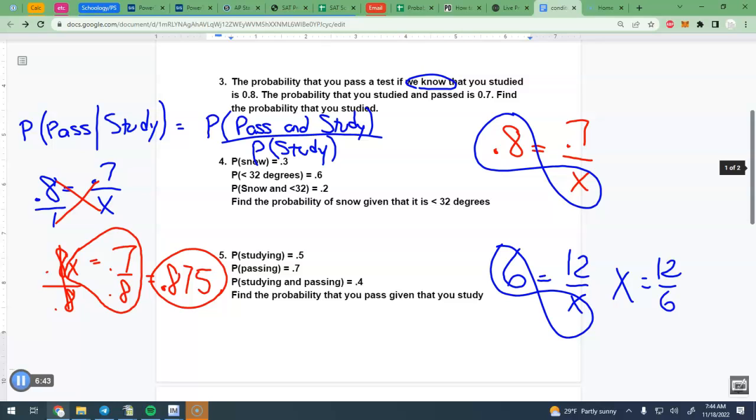Avery, why are you laughing at me? Because I did it really wrong and then I got the right answer still somehow. You got 0.875? I put 0.7 over 0.8 and then just divided into it and I still got the same. Yeah. That's what that is.